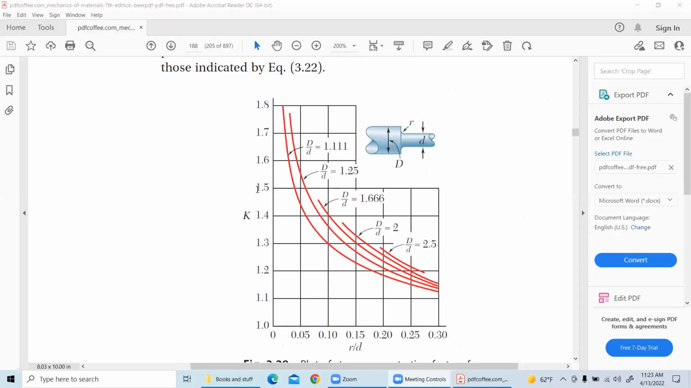So I have R over d as 0.05. I will go here. And capital D over small d is 1.25. And I arrive at this curve. It cuts it here. I will go left and I'm getting 1.53 or 1.55. Very good. 1.53.